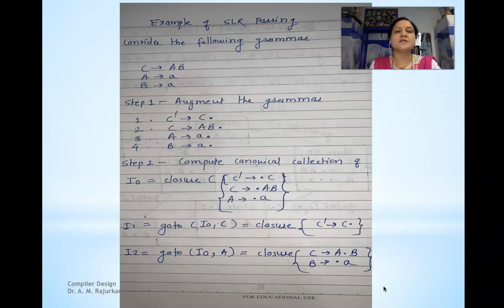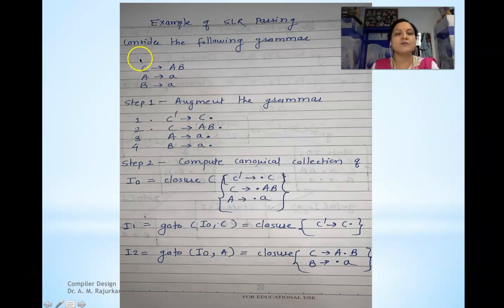So let us see an example of SLR parsing. For understanding, we have taken a simple example. Consider the following grammar: C tends to AB, A tends to a, B tends to a. The given grammar has 3 productions. What is the first step of SLR parsing? Augment the given grammar. So how do we augment? By adding one more production above the start symbol of the grammar. C is the start symbol of the grammar.